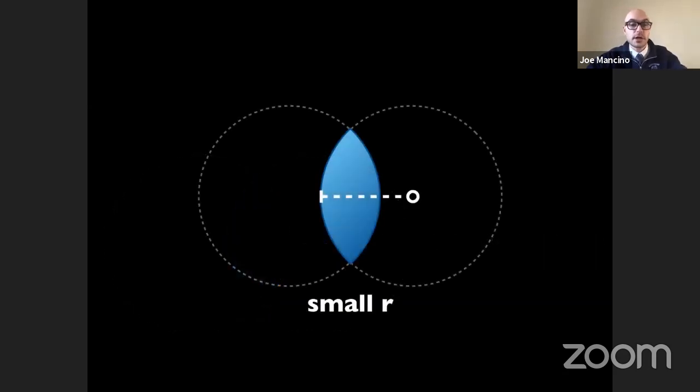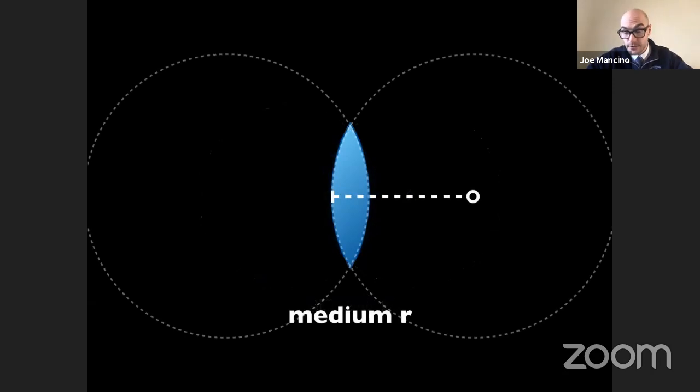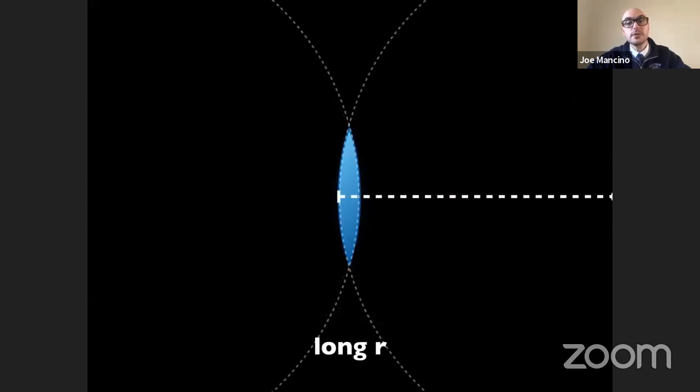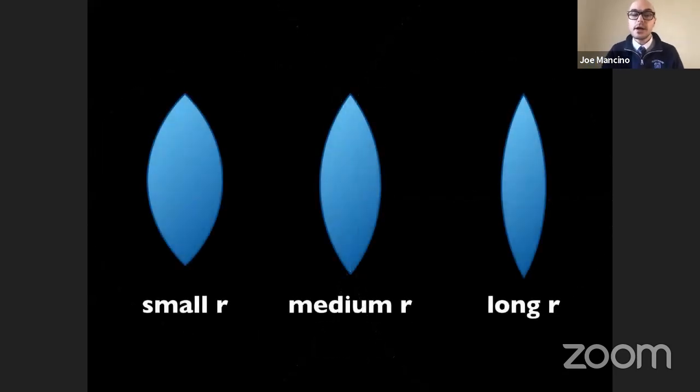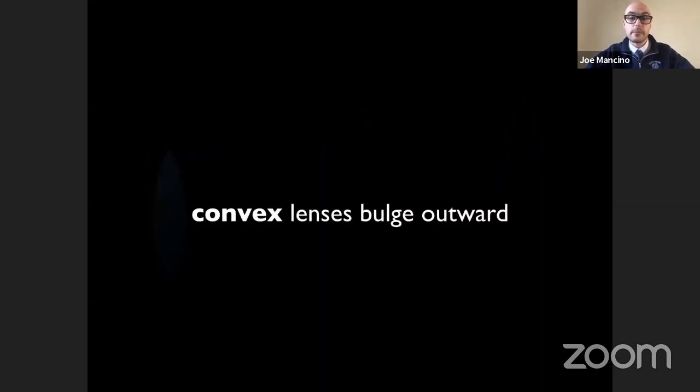Here is an image of a lens with a small radius of curvature, and here's one that's just as tall with a medium radius of curvature. And here's one also just as tall with a long radius of curvature. And you might notice that the radius of curvature affects the bulginess of the lens. Now, convex lenses have that characteristic shape. They bulge outward. And bulging outward affects the way that they interact with incoming light.